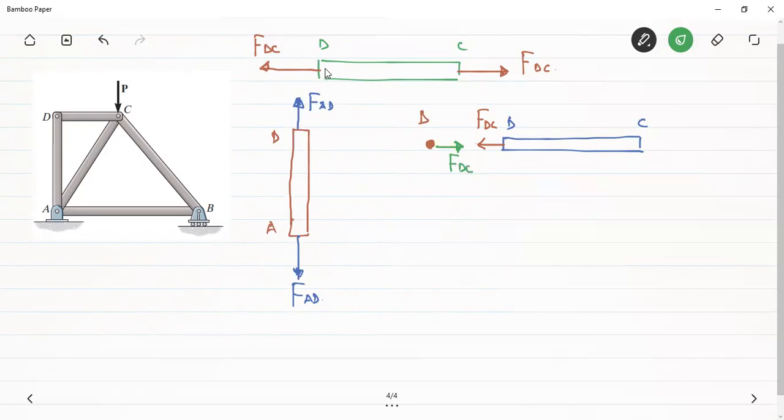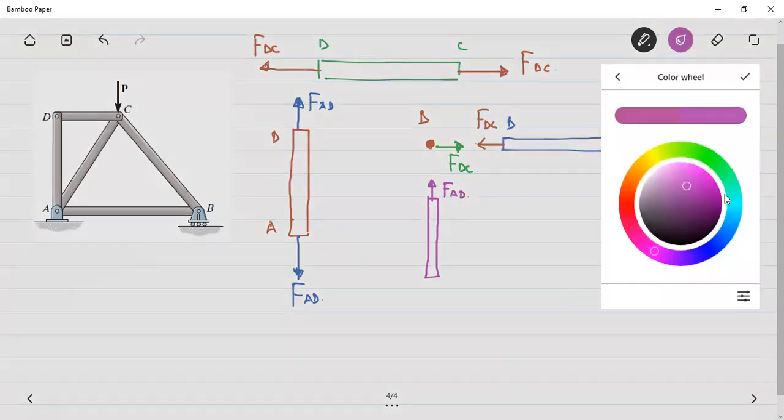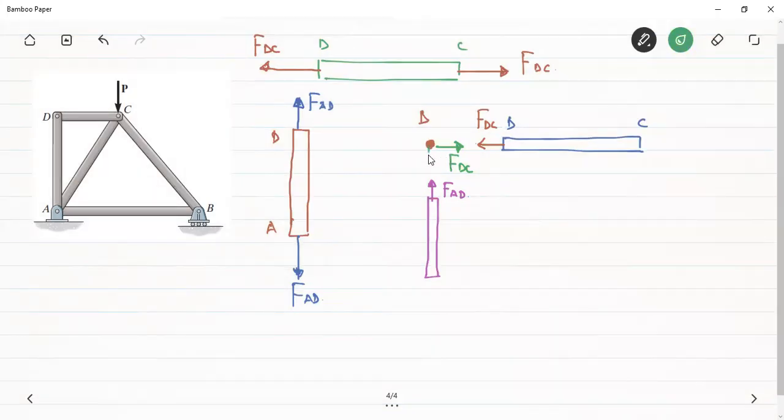Similarly, the member DA was connected with this joint D. If this is the member DA, and we had assumed our direction to be tensile, if this is FAD, with the force acting in this direction on the member, then on the joint, as per Newton's third law, for the equilibrium it has to be shown in the opposite direction.